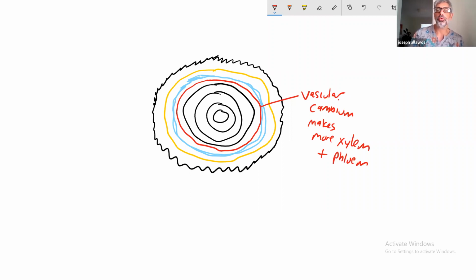Okay, and there's a rule about how it lays this xylem and phloem down, and the rule is it always makes the xylem to the inside and the phloem to the outside. And so what that means is each year of growth, there'll be another layer of xylem laid down to the inside of this vascular cambium and another layer of phloem laid down to the outside. So xylem inside and phloem outside.